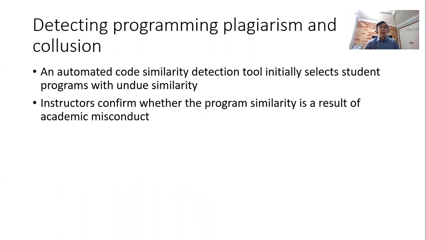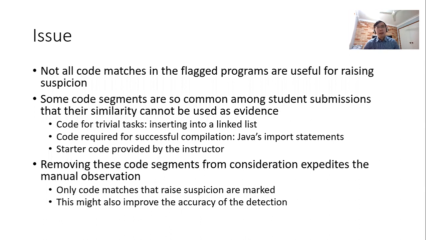In detecting programming plagiarism and collusion, usually there are two steps. First, an automated code similarity detection tool initially selects student programs with undue similarity. After that, the instructors confirm whether the program similarity is a result of academic misconduct. But there is an issue here. Not all code matches in the flagged programs are useful for raising suspicion. Some code segments are so common among student submissions that their similarity cannot be used as evidence.